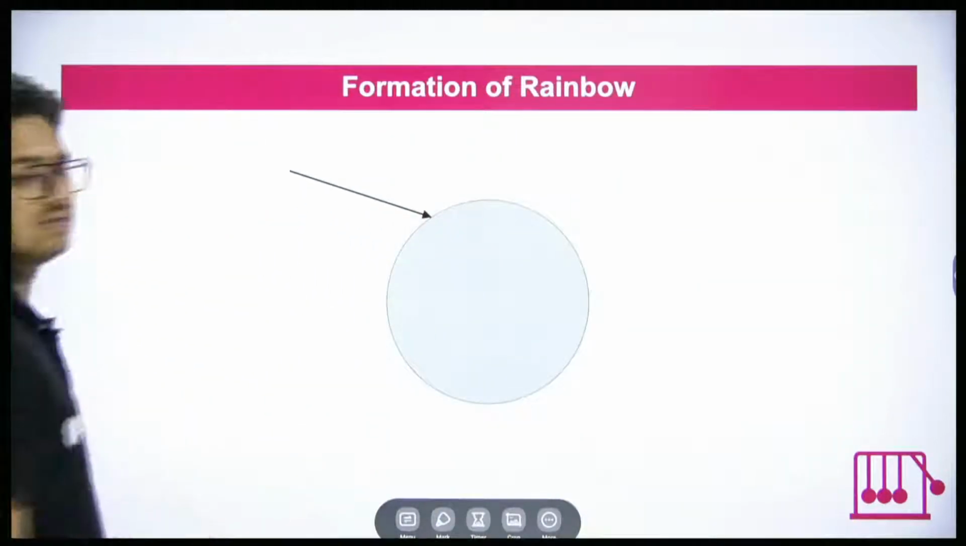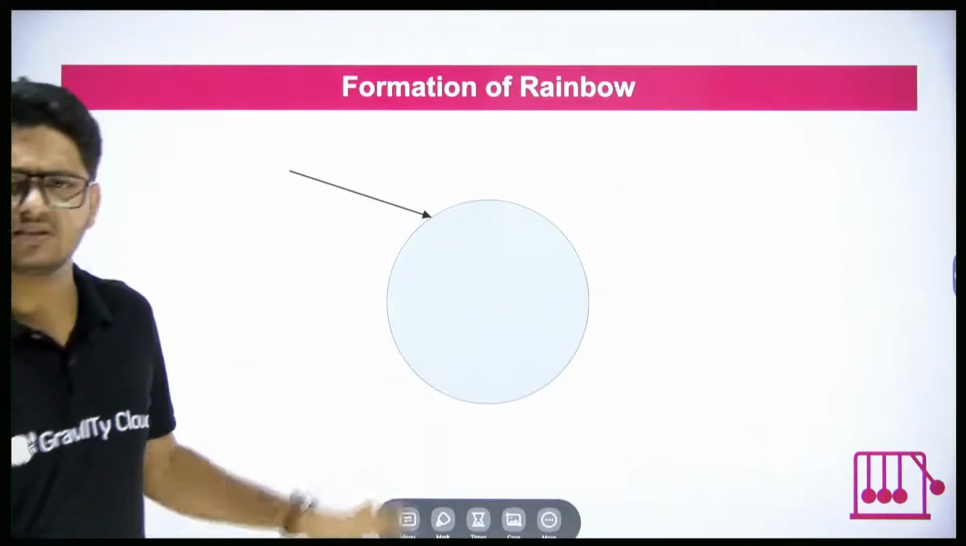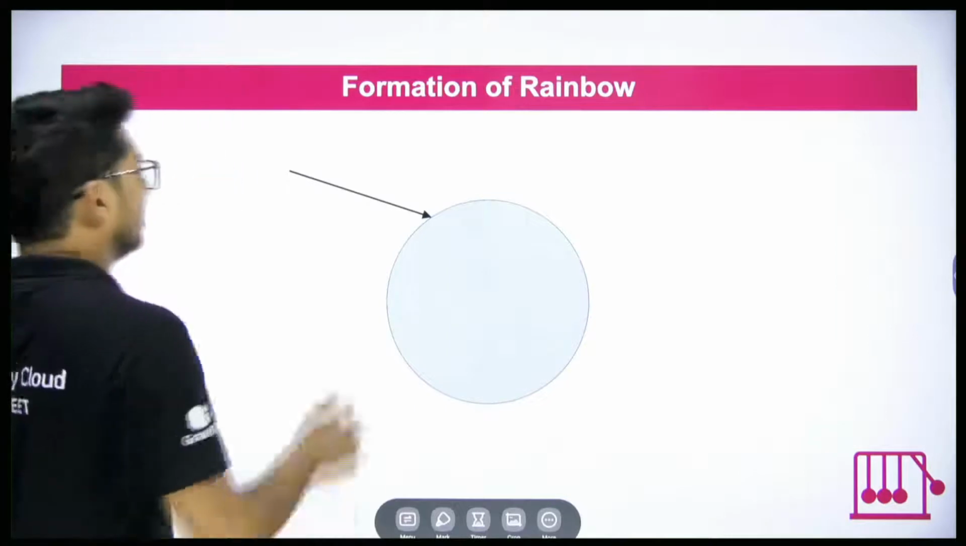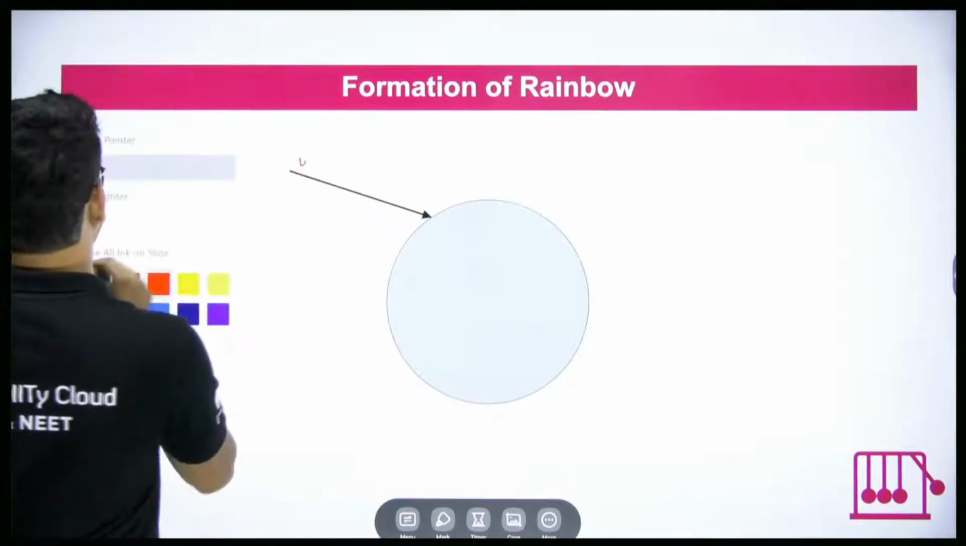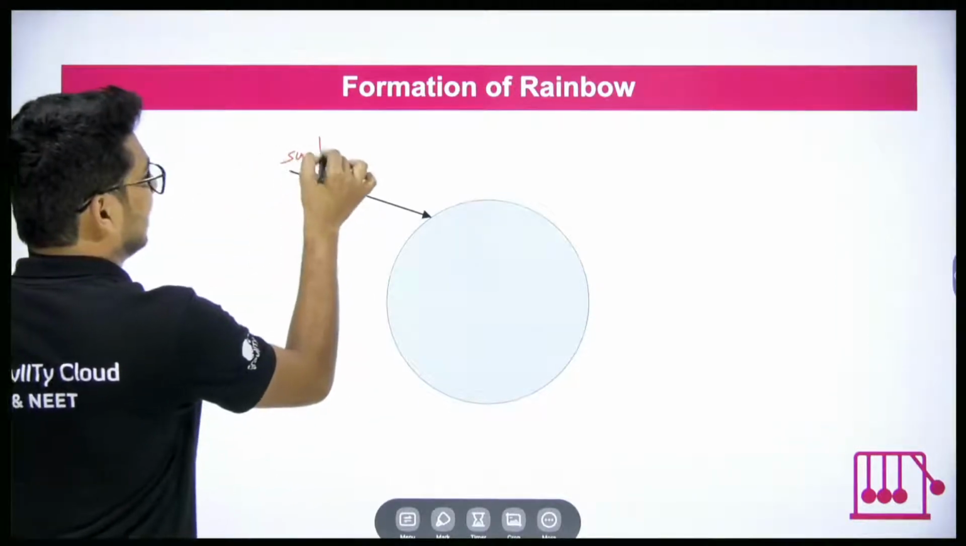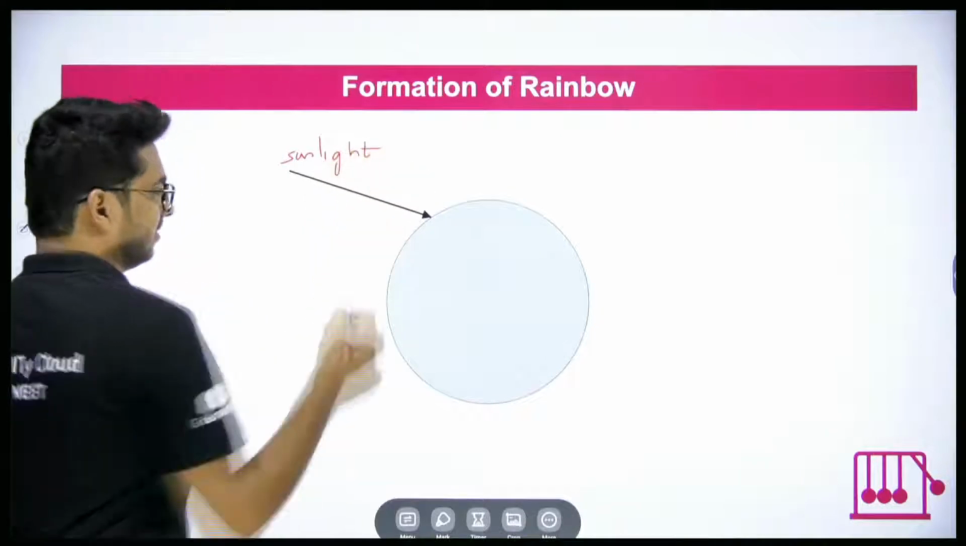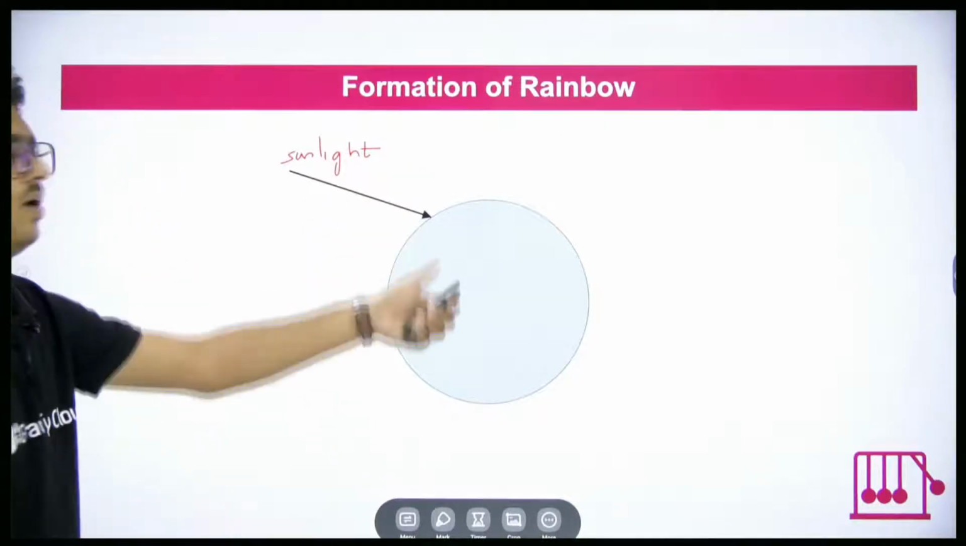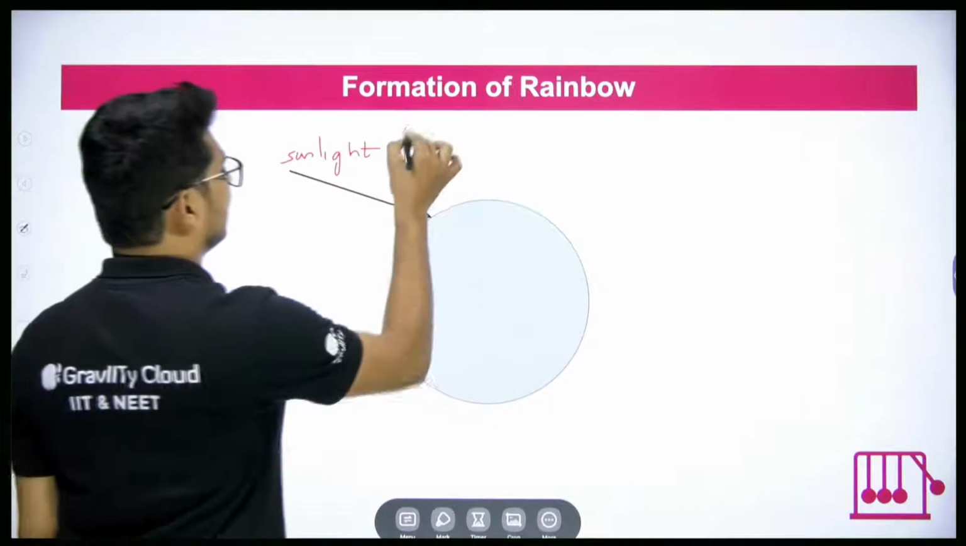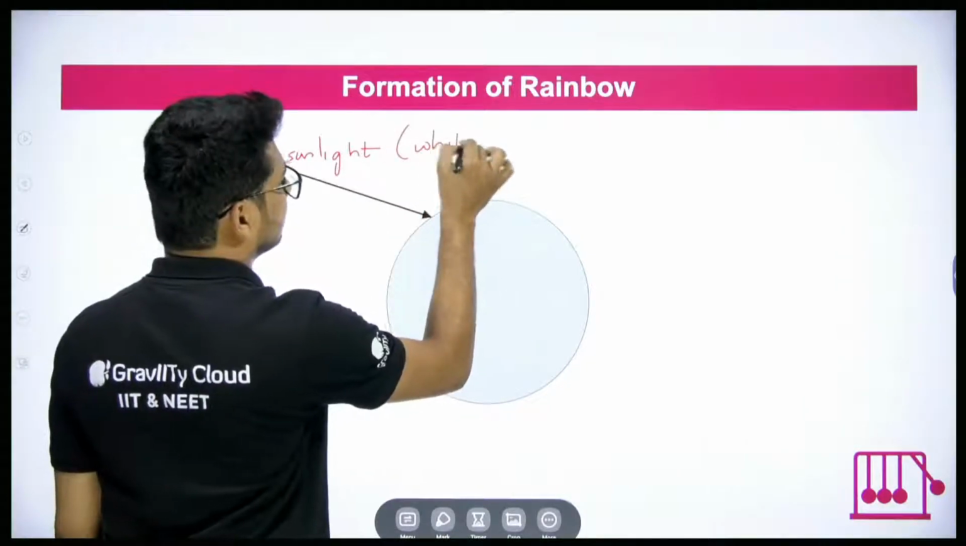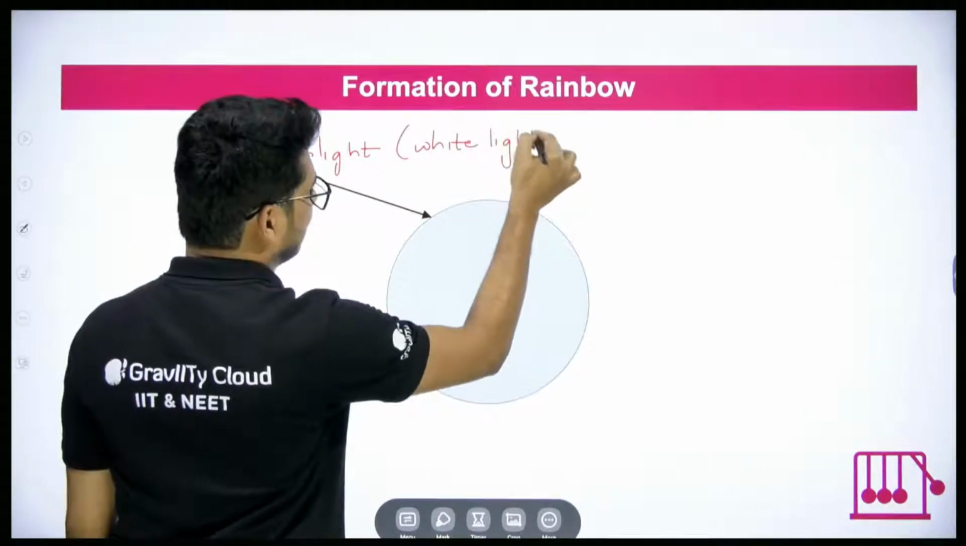So here, look at this. Let's say we take a water droplet, almost a sphere. Okay. So let's say sunlight. Which light are we talking about? Sunlight is incident on a water droplet in this way. And that sunlight, we'll take it as white light. Sunlight is white light.